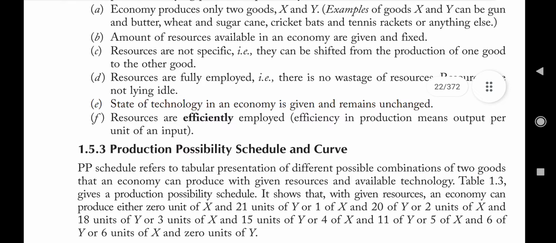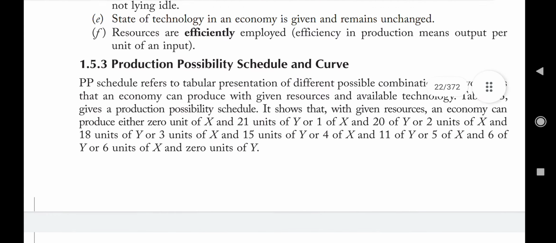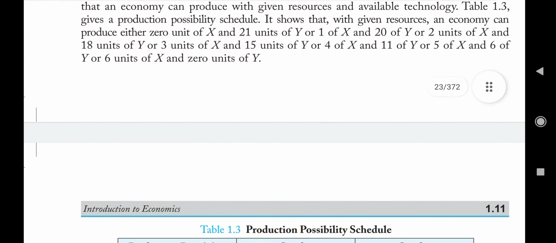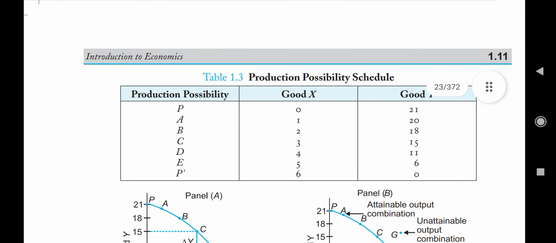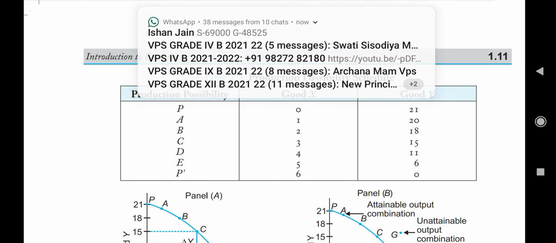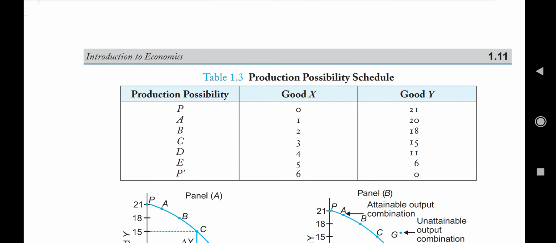Now, for the production possibility curve, we will go with the schedule of the production possibility curve, as shown on the screen. You will look at good X and good Y. Good X, you know very well, is 0, 1, 2, 3, 4, 5, 6, and good Y here is 21, 20, 18, 15, 11, 6 and 0.